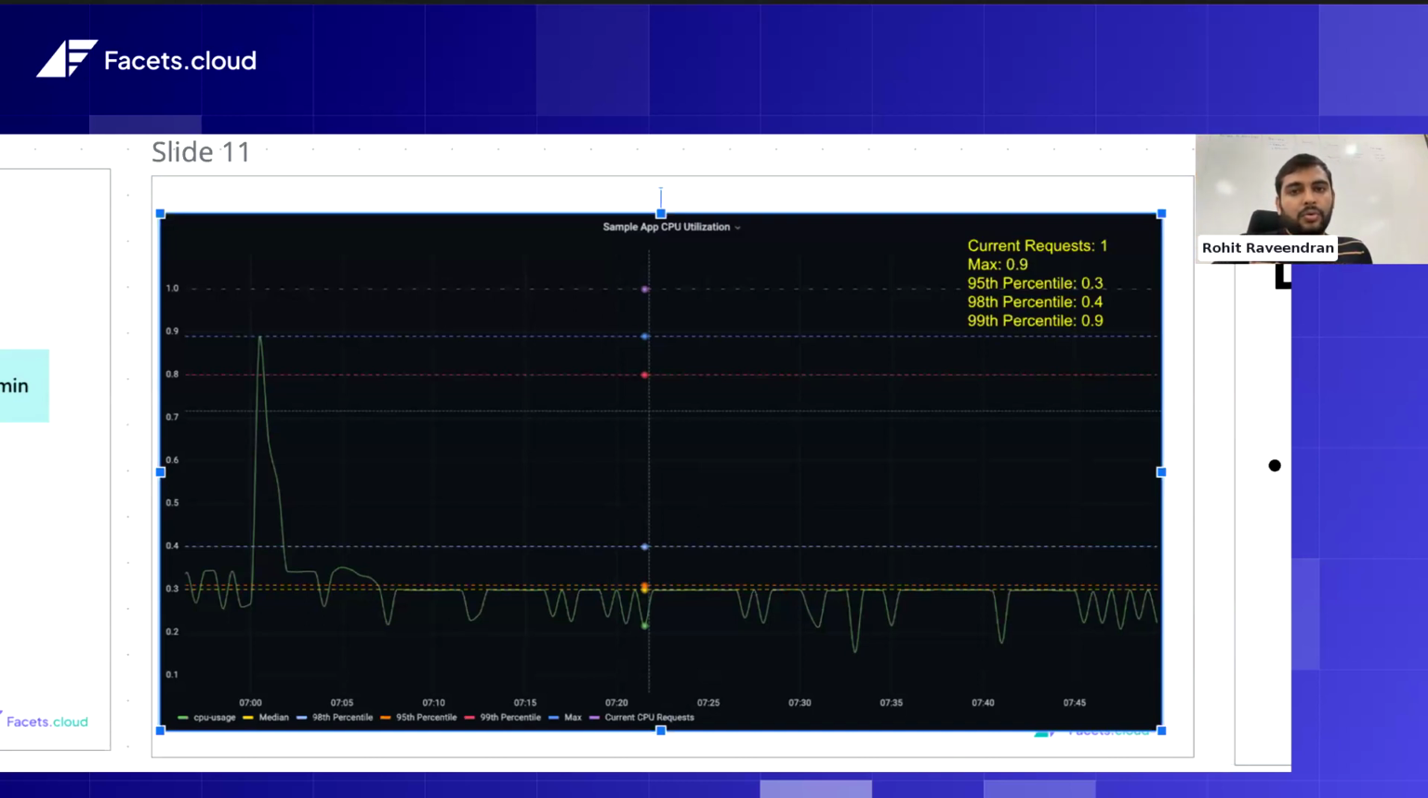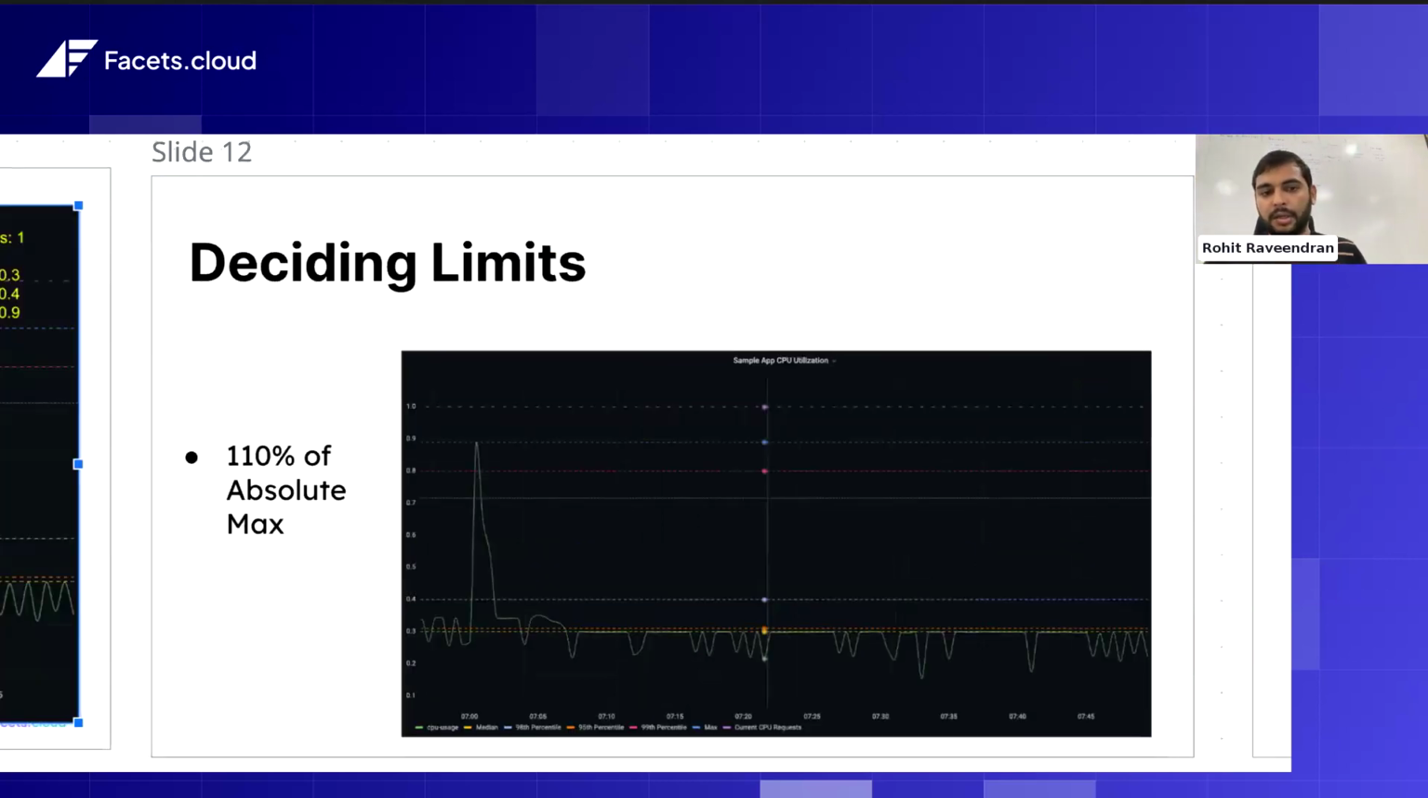Right. So now let's come to deciding the limits first. I think for the limits you should just have a simple formula of not taking risks at all. You do not want throttling in any of the applications. You can set it to 110% of your absolute maximum, right? In this particular case, the absolute maximum has turned out to be 0.9. So you can add a 10% buffer and set the limits to 1, right? This is the approach that you can take for limits.